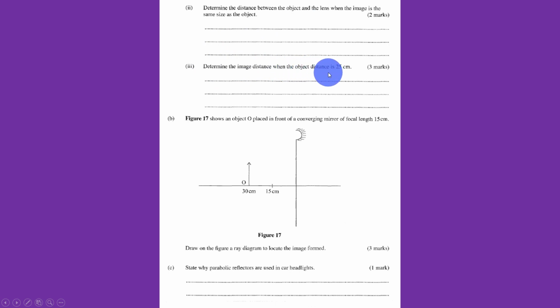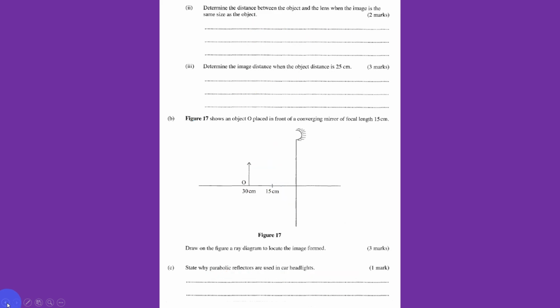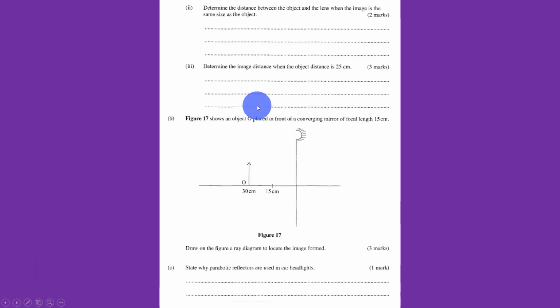Part 2, determine the image distance when the object distance is 25 centimeters. Again, we use the graph for that purpose. So let me see what I wrote for this particular page. So here magnification is equal to 1, meaning that object distance equals 40, and I've shown you how we determine that from the graph. Now since magnification is 3.5 when object distance is 25, again we can confirm this from this graph here. When object distance is 25, the magnification is 3.5. All right, that's how you make use of that.